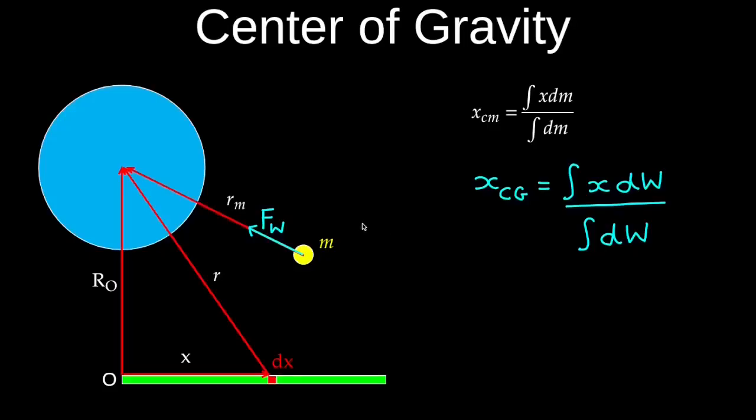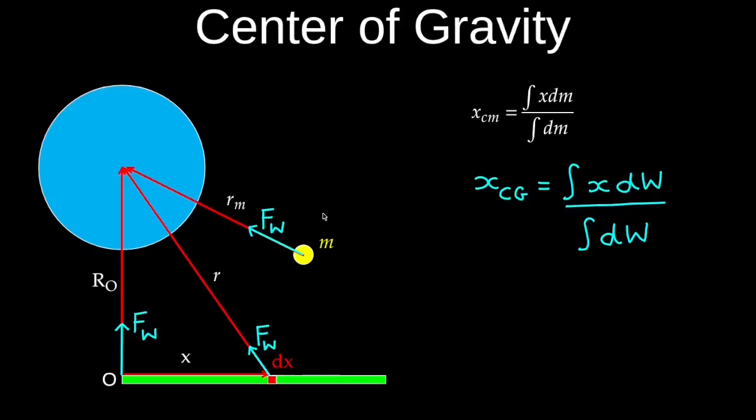Whereas if you had an object that has an equivalent size to a planet, then the portions of mass that are closer to the center of the planet experience a higher force, whereas elements of the object that are further from the planet experience a lower gravitational force.